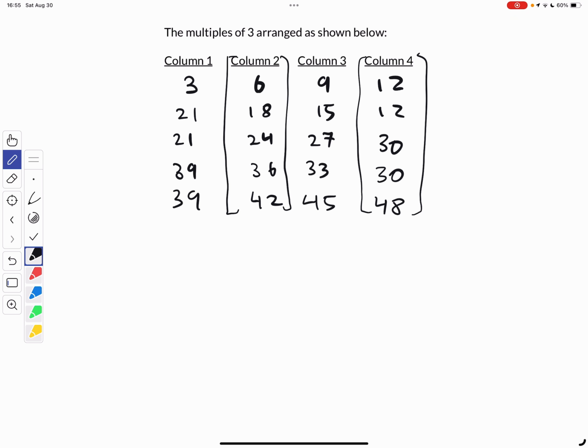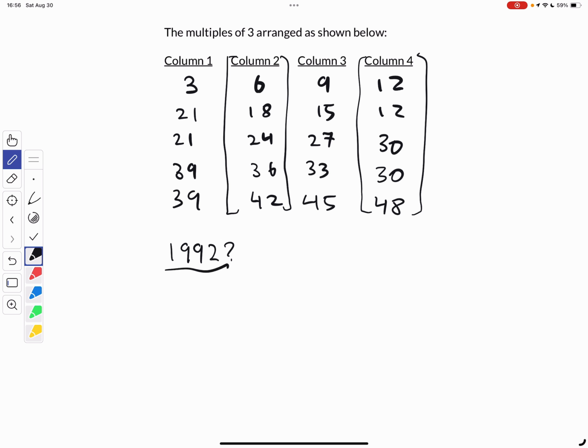I did not read the question to see if you're paying attention, okay? The question is: is 1992 in this table? Well, it is, right? Because it's a multiple of 3. But is it in column 1, 2, 3, or 4? So which column is 1992 in is the question.